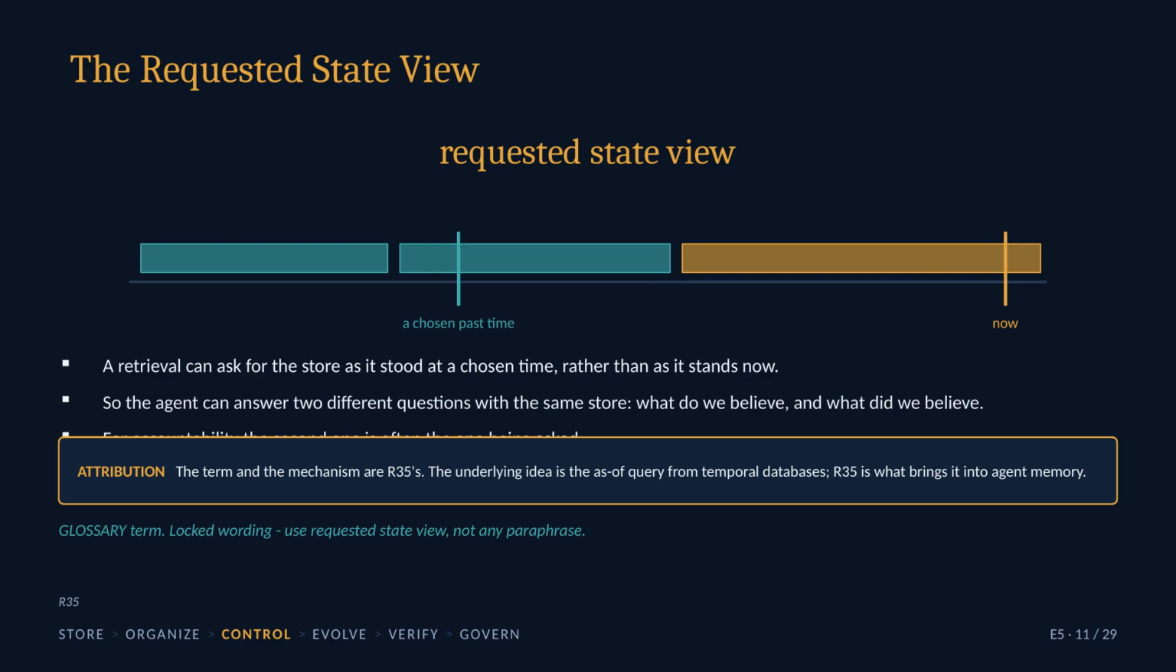And once the store is versioned, one more capability becomes available, and it has a name. A retrieval can ask for the store as it stood at a chosen time, rather than as it stands now. That is the requested state view, and both the term and the mechanism are our 35's. The underlying idea is the as-of query from temporal databases, and our 35 is the work that brings it into agent memory. What it buys is that one store can answer 2 different questions: what do we believe, and what did we believe? When somebody is asking you to account for a decision the agent made last March, the second question is the one they are actually asking.